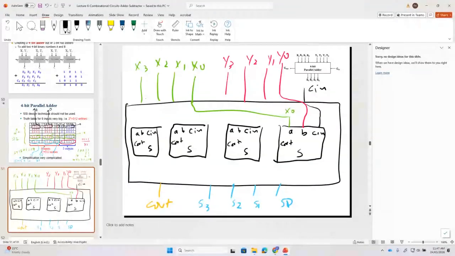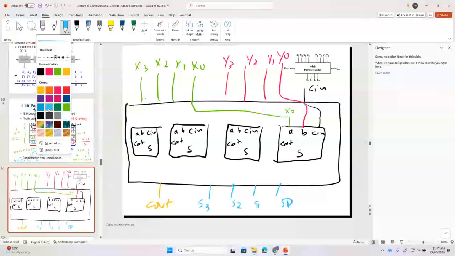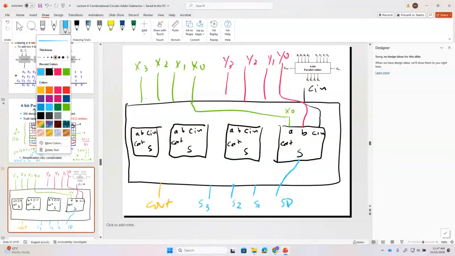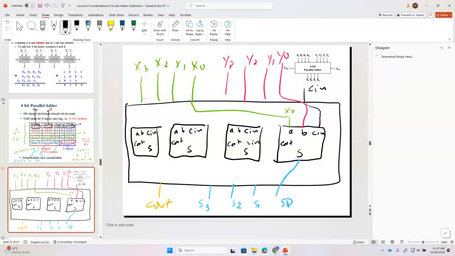So what are we going to do? We are connecting this sum with what? Where should I connect it? S0. Now the carry out from this stage. Any question?